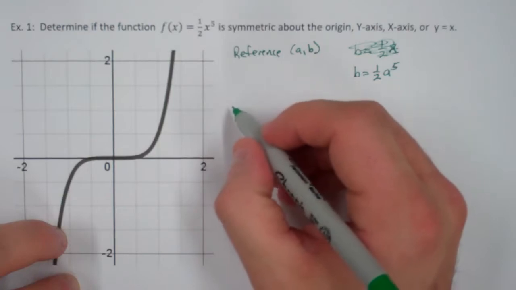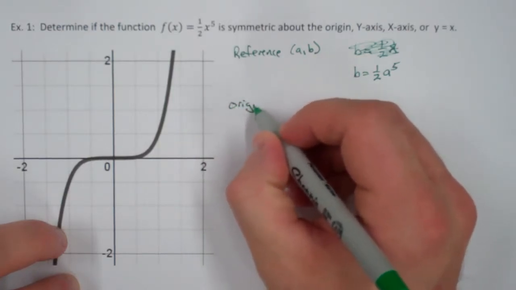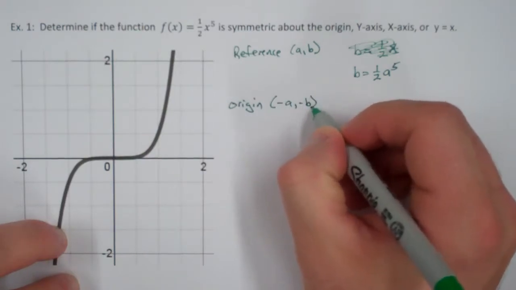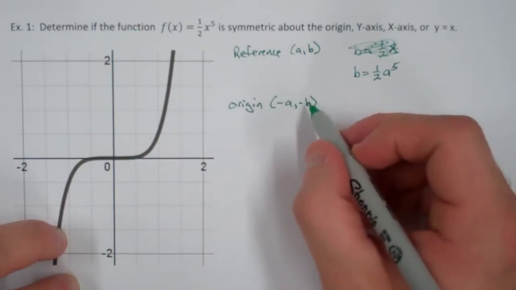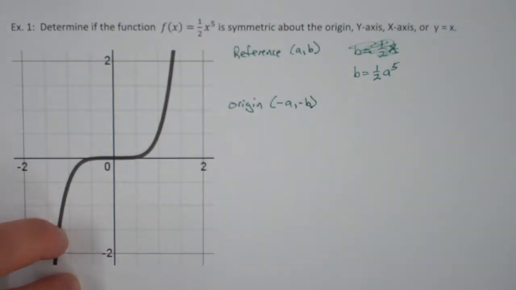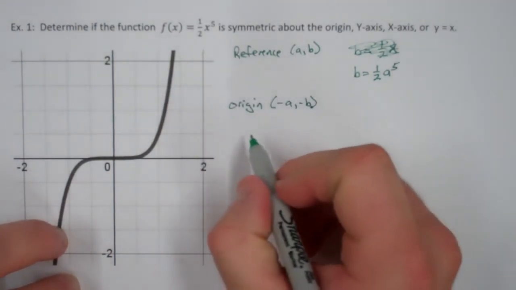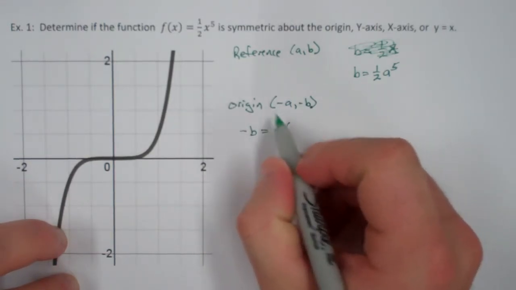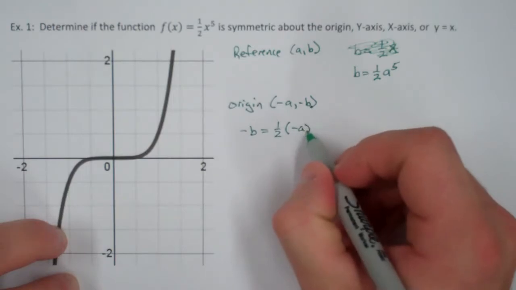We're now going to look at the origin. The test point for the origin is -a and -b. We're going to compare what happens when we get this point into the function, and we're going to compare it to the reference. So let's try that. We've got -b is equal to 1/2, and then in parentheses -a to the 5th power.